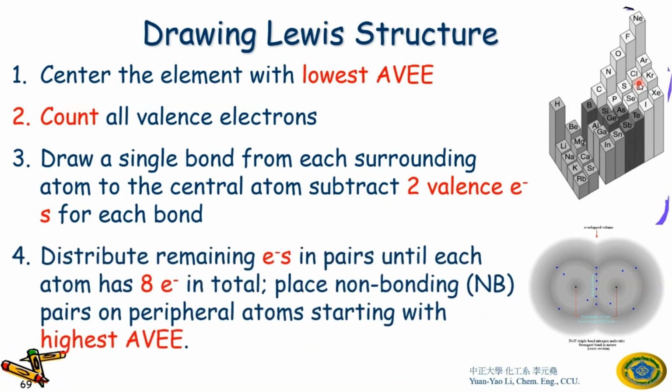Step 4 is to distribute the remaining electrons in pairs until each atom has 8 electrons in total. Place non-bonding pairs on the surrounding atoms, starting with the highest AVE. These are the 4 steps to draw a Lewis structure.